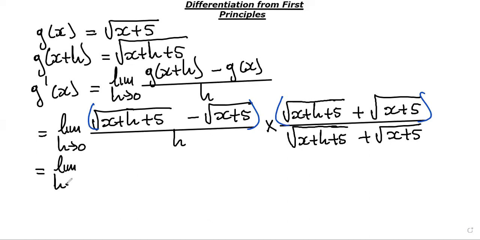So we still have the limit as h approaches 0. So when you say square root x plus h plus 5 times itself, well, the square roots will cancel out. So this is what you are left with. And then you say square root x plus 5 times itself, you get x plus 5. But you have to put this in brackets because negative times positive is a negative.